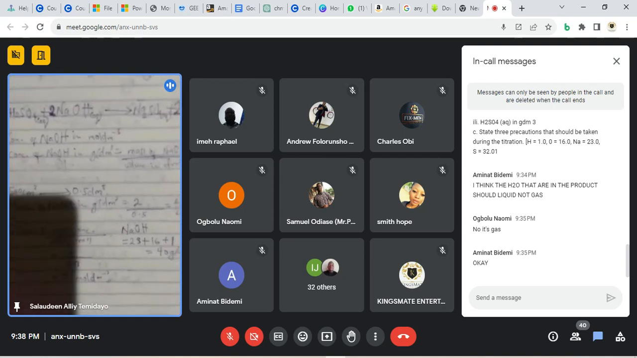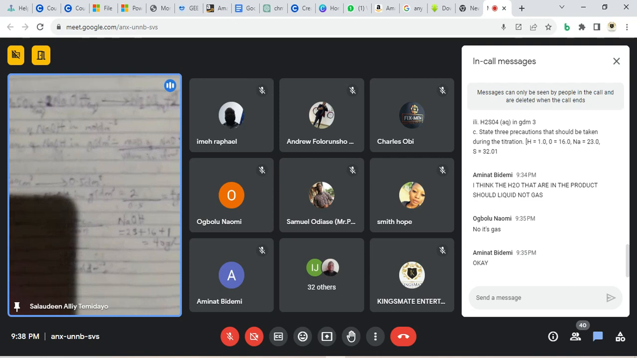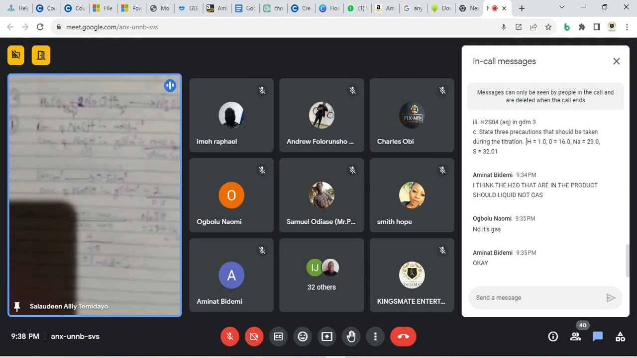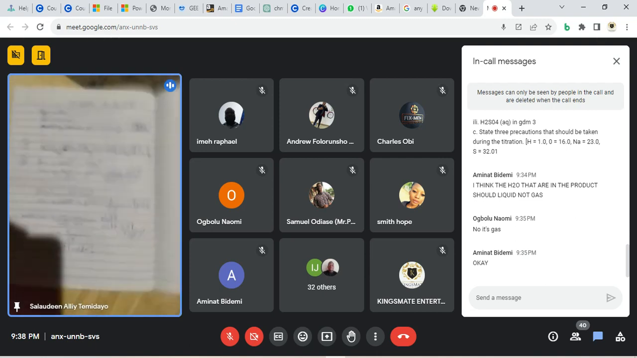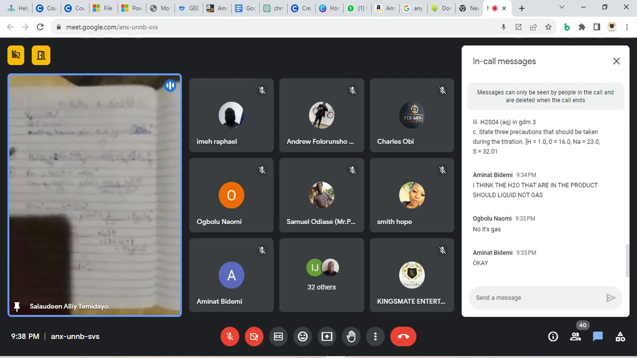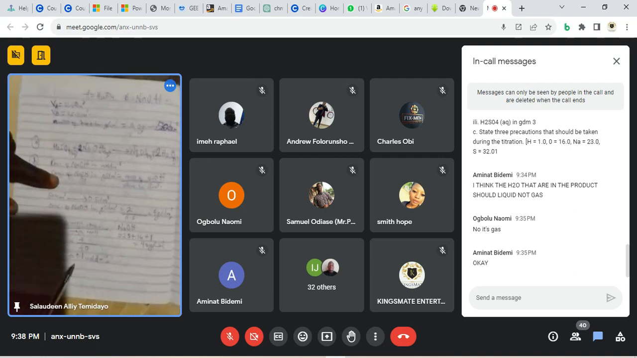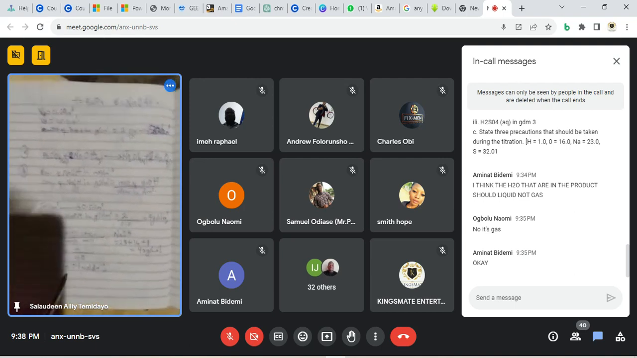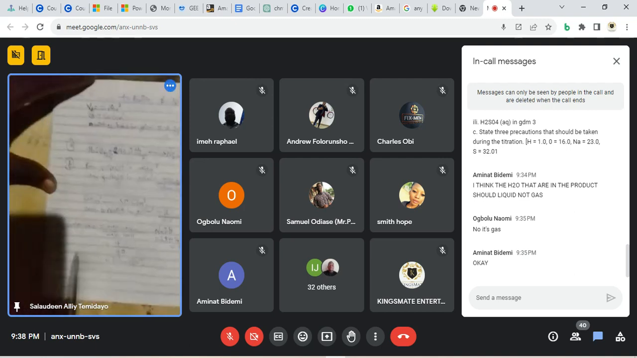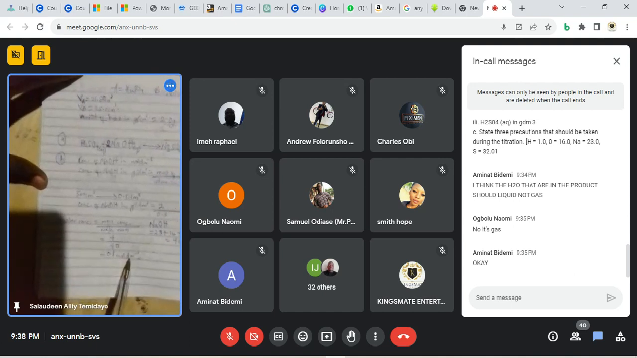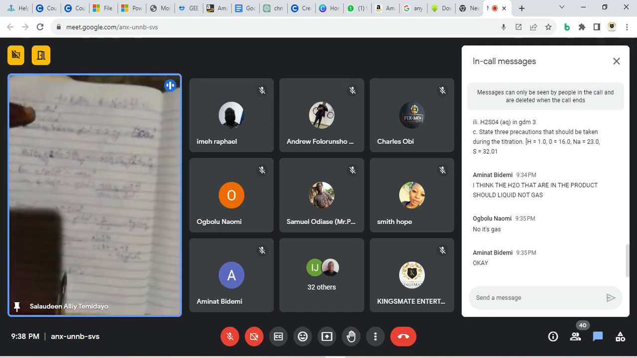There's a question someone wants to ask me now, I suppose. The question is, why do I know it is mole per dm3? It is because we are looking for the concentration in moles per dm3. We are looking for the molar concentration. So that is the molar concentration.